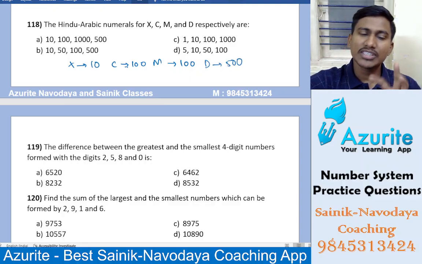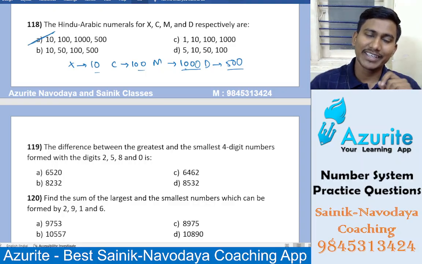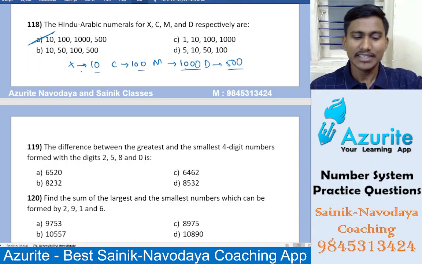Right? So which is the option? 10, 100, that is 1000, M is 1000 and 500. So 10, 100, 1000, 500 is option A here, right? So that is the answer. Isn't it a very, very easy question?